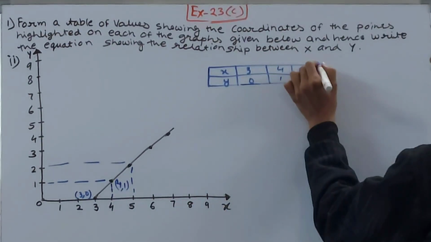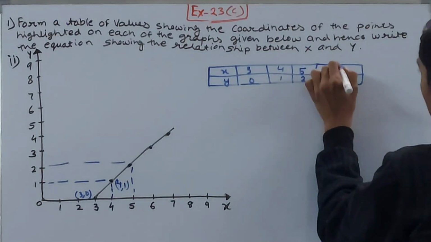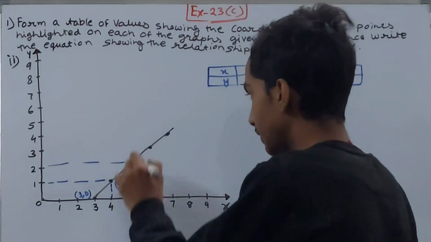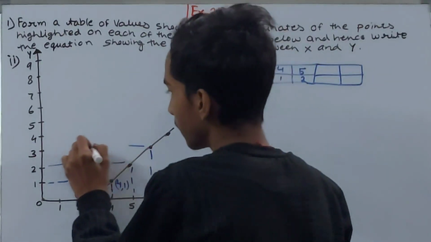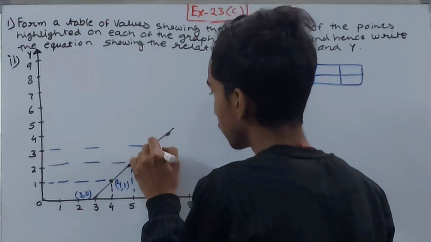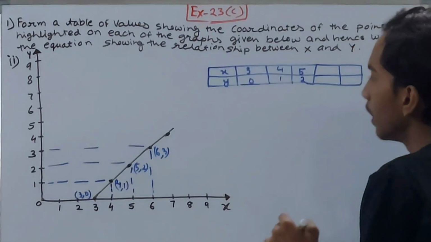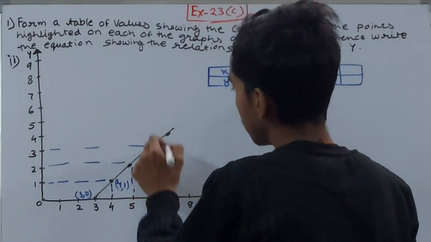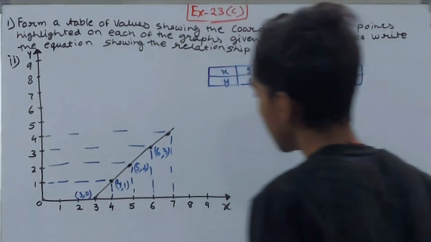2 more points are there, so I'll extend this further. Now you will have 6 on the x-axis, as you can see here, and then 3 on the y-axis, so 6 comma 3. Yes, this one right here, this is 5. So you have 6 and 3 here. Then this is 7, and this is 4: 7 comma 4.